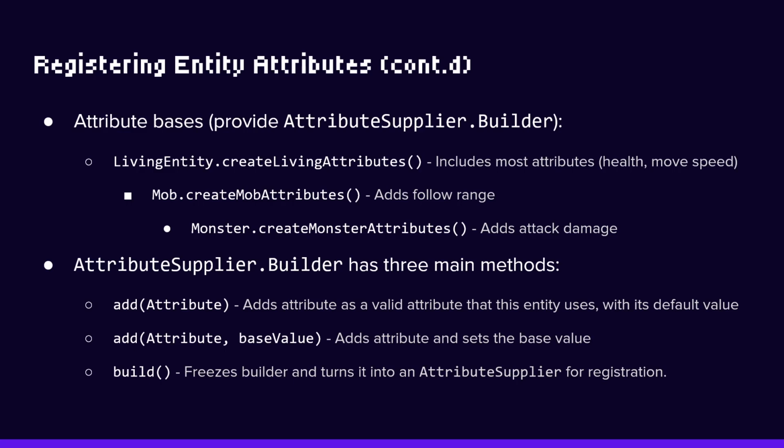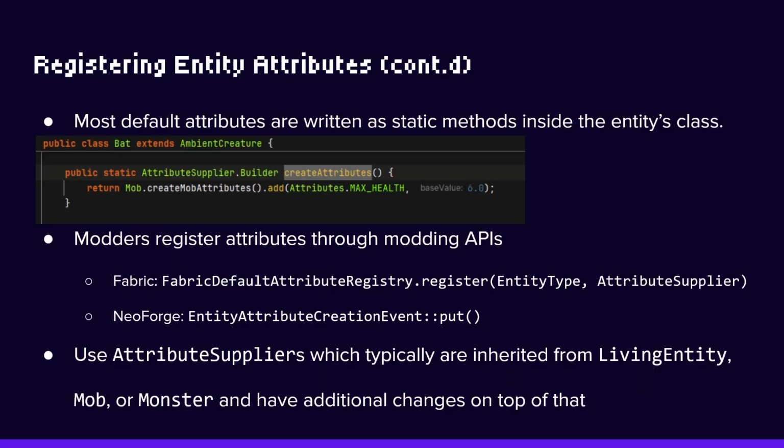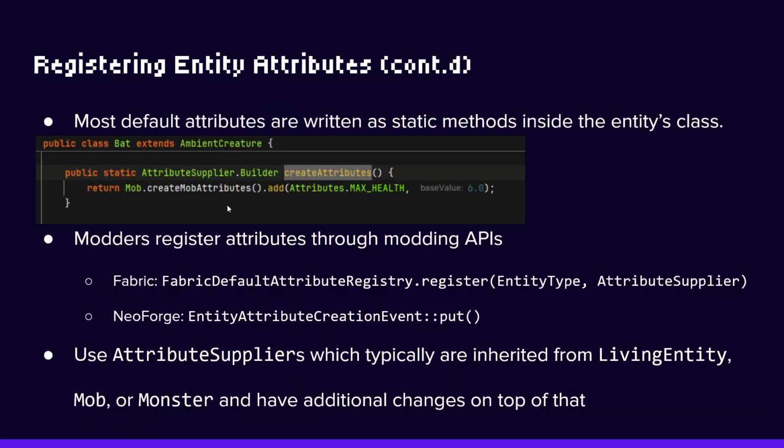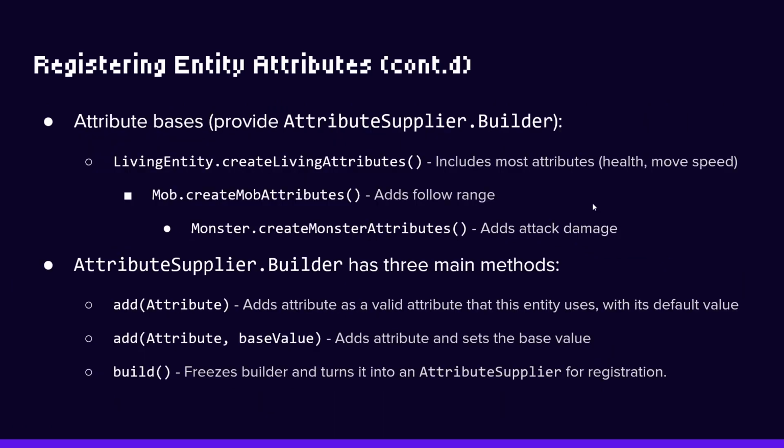So you've got three methods on the attribute supplier builder. You have add, which just adds the attribute with its default value, then add with a value, which adds it with a custom value, and then build, which actually builds it and lets it be used. So if you look here, you have entity type, create attributes, build. And you can also see create attributes, add. Those are the two things you'll typically be doing.